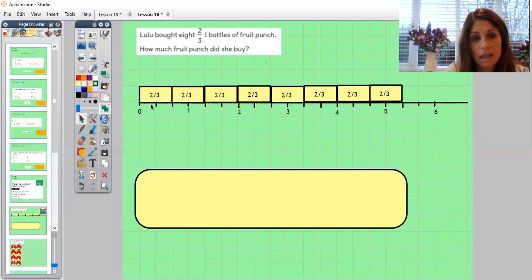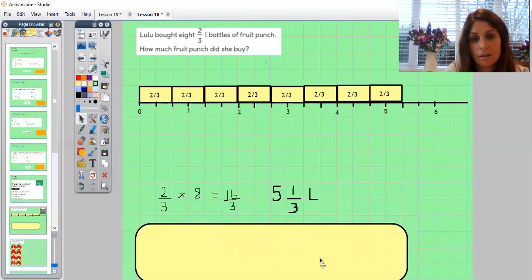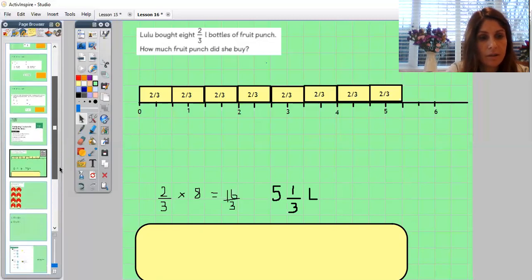And if we look at it as an improper fraction, we're just going to count along here. So that's 1, 2, 3, 4, 5, 6, 7, 8, 9, 10, 11, 12, 13, 14, 15, 16. So it's 16/3 or 5 and 1/3. If we look at that as we were doing yesterday, 2/3 times 8, we just multiply the numerators together to get our new numerator. The denominator stays the same. Okay, hopefully you remember that from yesterday and you're okay with that one.